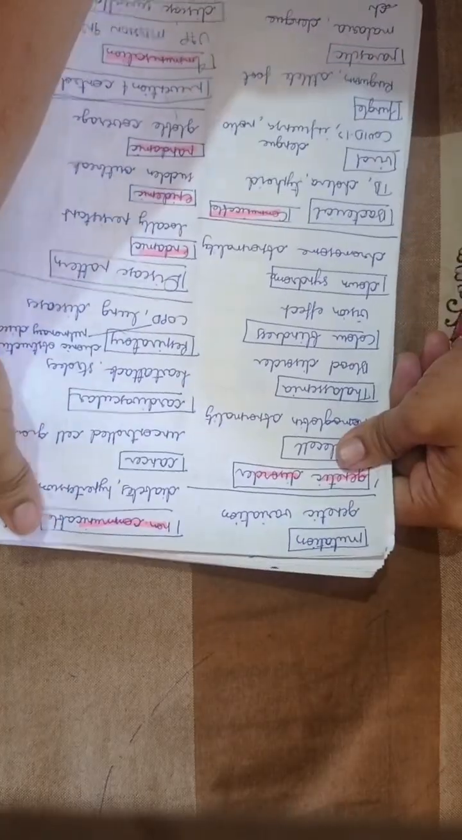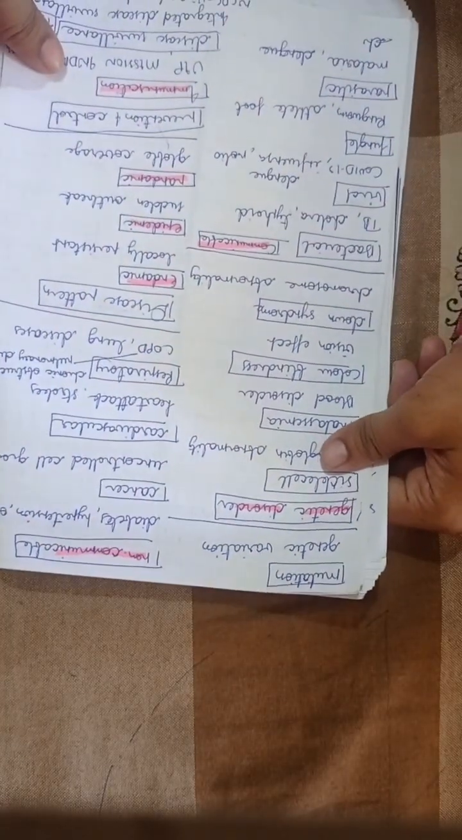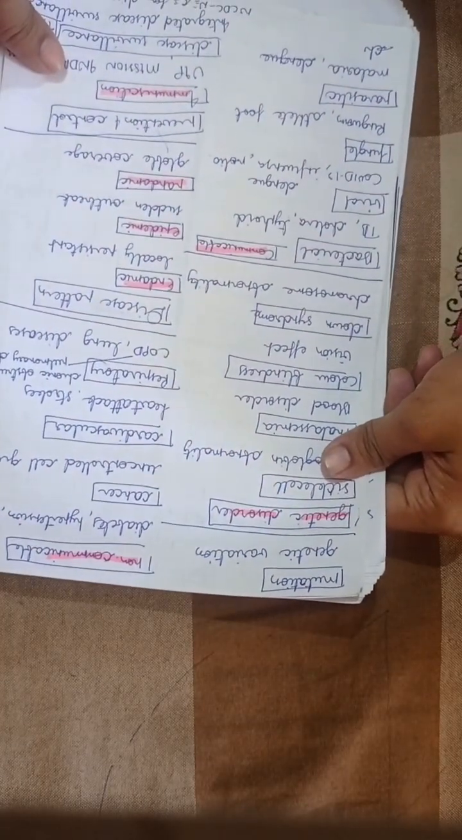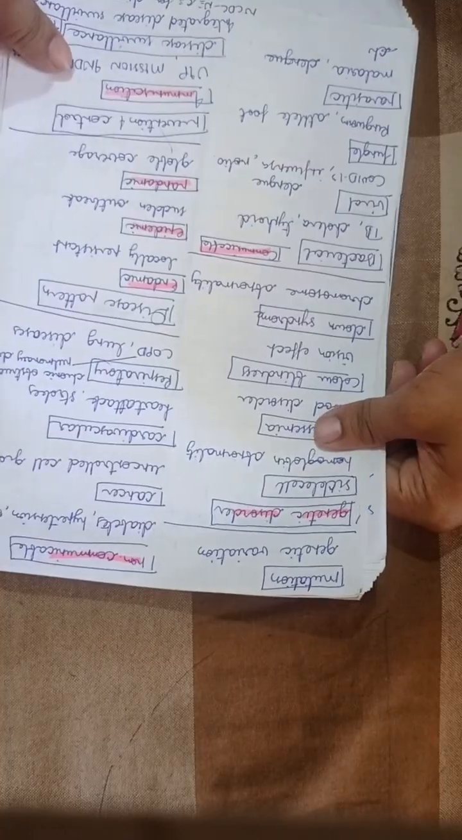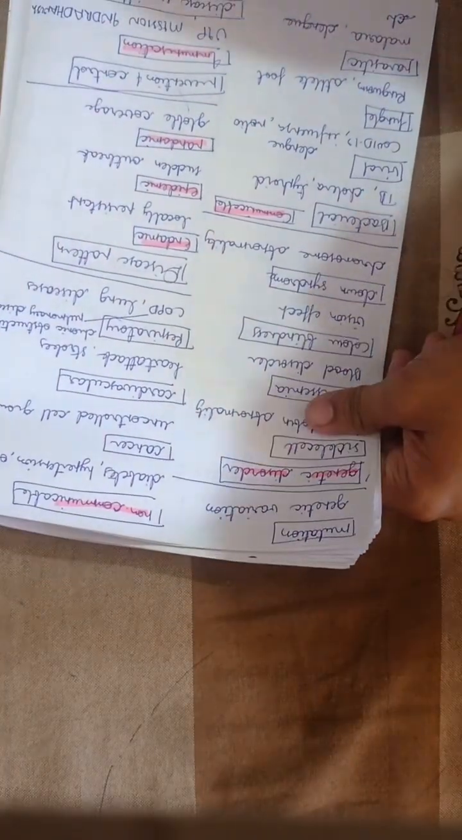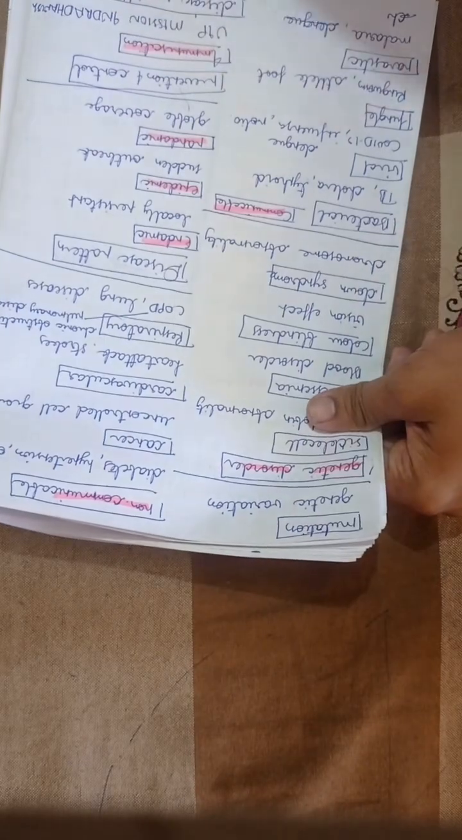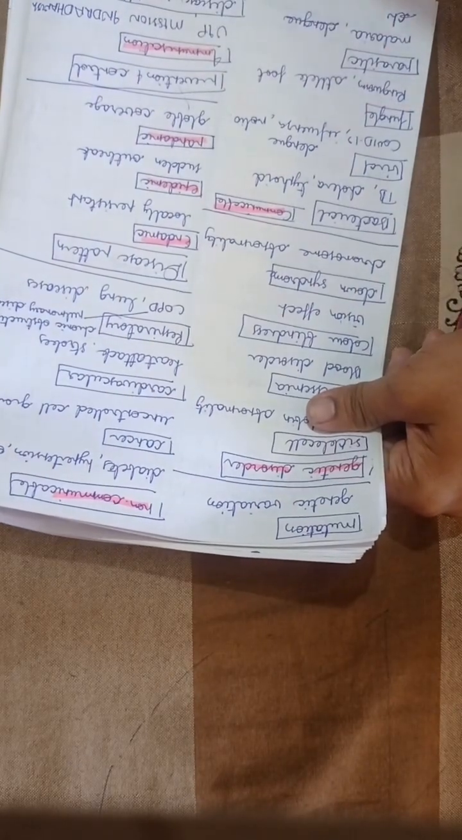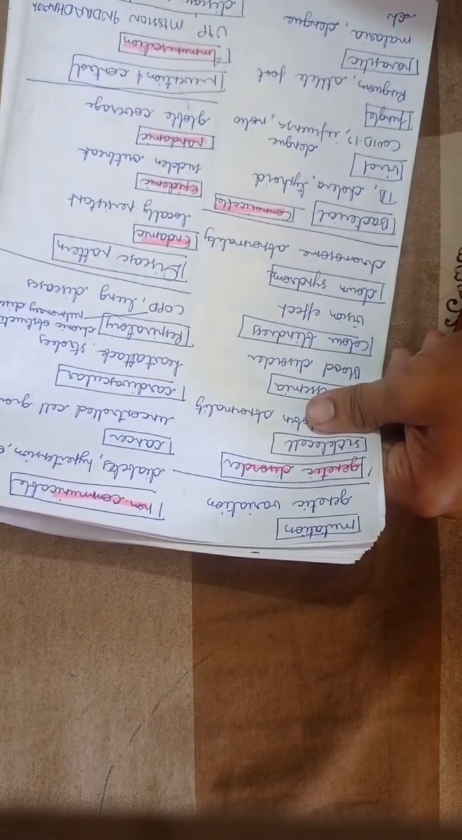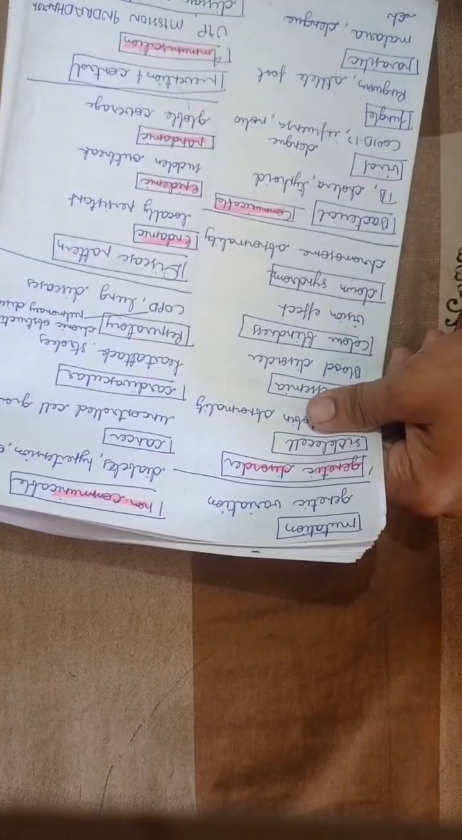Then bacterial: TB, cholera, and typhoid. Viral: dengue, COVID, influenza, polio. Fungal: ringworm, athlete's foot. And parasitic: malaria. Then non-communicable diseases: diabetes, hypertension, obesity, cancer, uncontrolled cell growth, cardiovascular, heart attack and stroke, respiratory, COPD, chronic obstructive pulmonary disease, and lung disease.